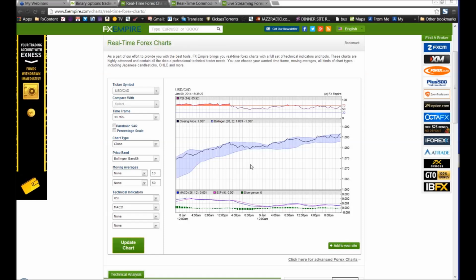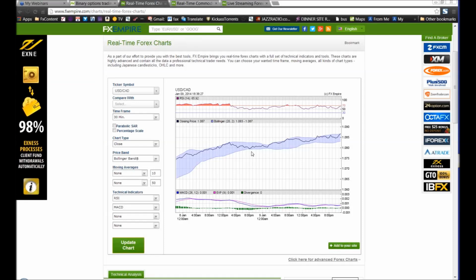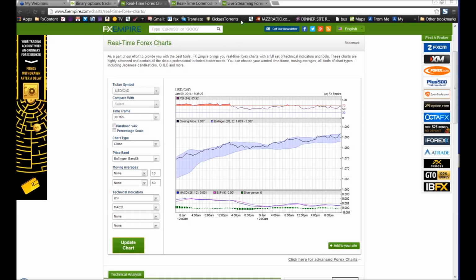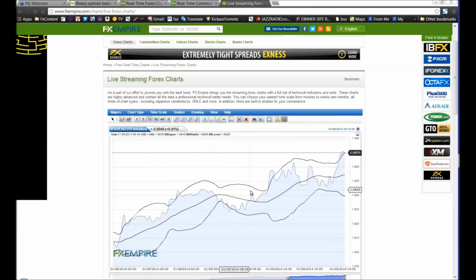And now what we have is a Bollinger Band already put on the chart for us and developed for us. We see the upper band at 20, we see the lower band at 2, and what we see in the dark blue is the price movement moving through the chart. If we're going to use live Java charts, it's the same thing.